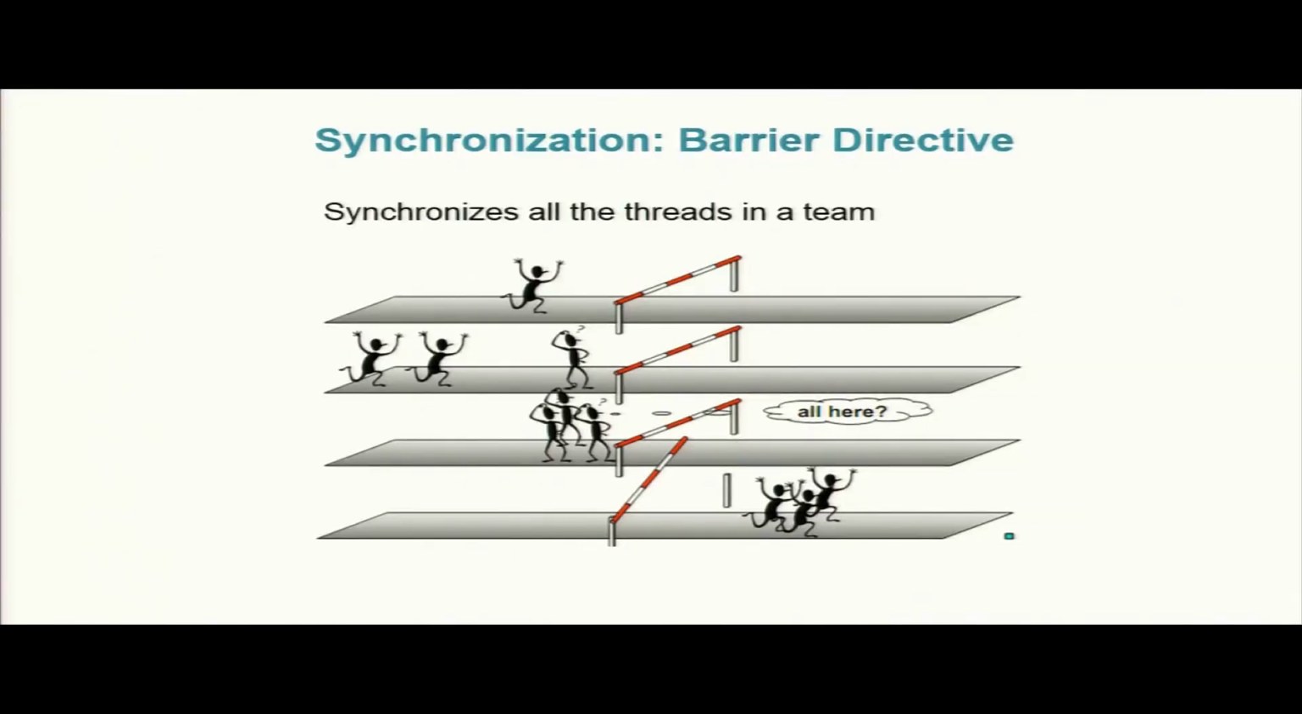Then there is another synchronization construct, which is barrier. A barrier is a defined point which all threads should reach, and only when all of them reach it can they proceed further. If any thread has not reached this point, all other threads will wait for it.